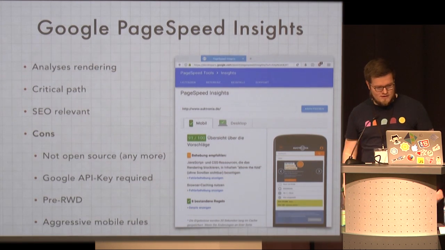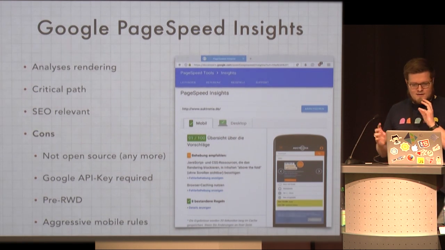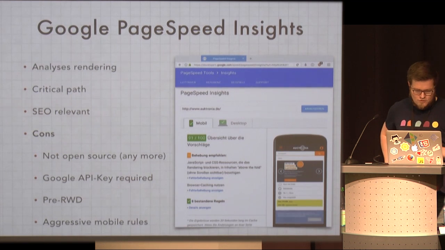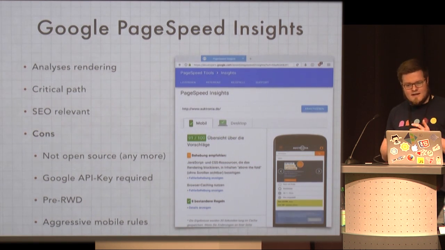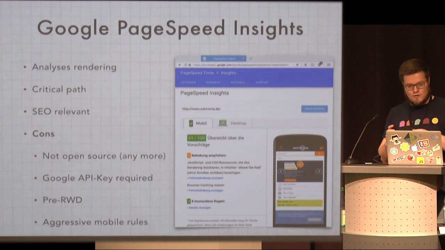It became a Google web service, which you need API keys for and so on. The rules behind Google PageSpeed aren't transparent. They change over time, and for many rules you notice that they were built in a pre-responsive web design age, and it has very aggressive mobile rules. For some examples, they advocate inlining styles, which is good if you're just delivering a landing page, but if your site consists of multiple pages, it's common that users don't only use one page of your site.